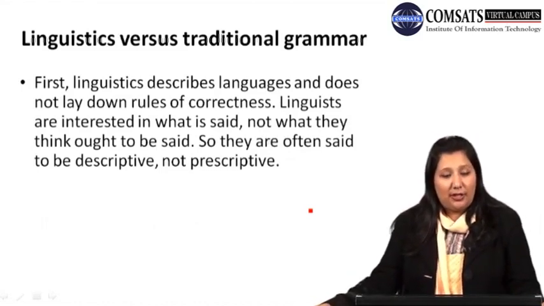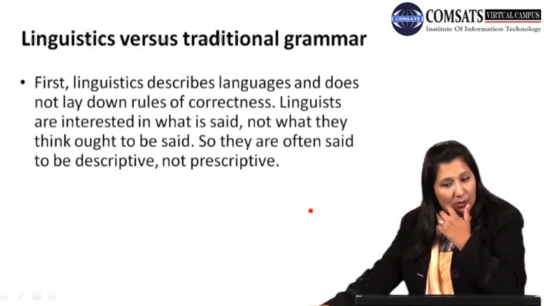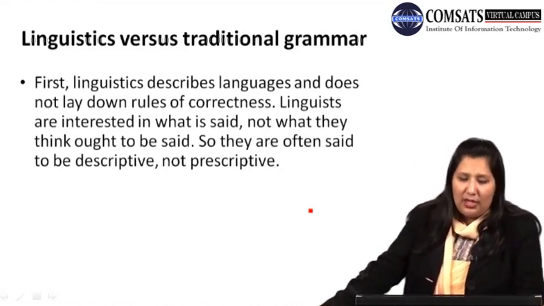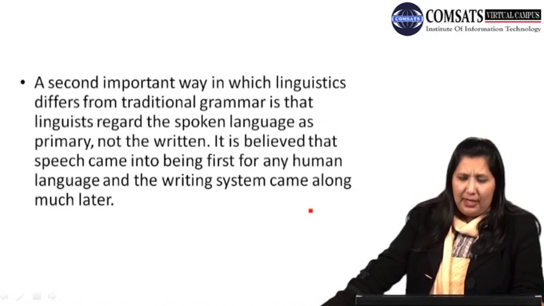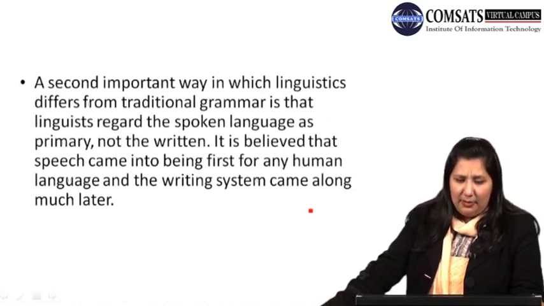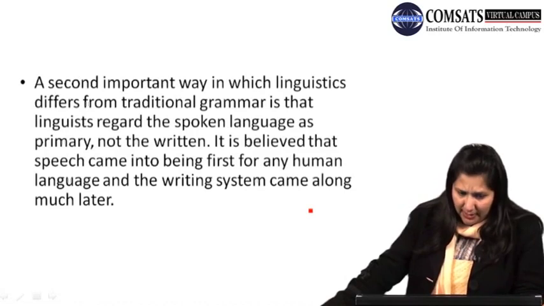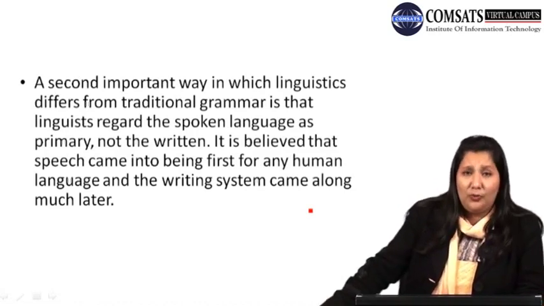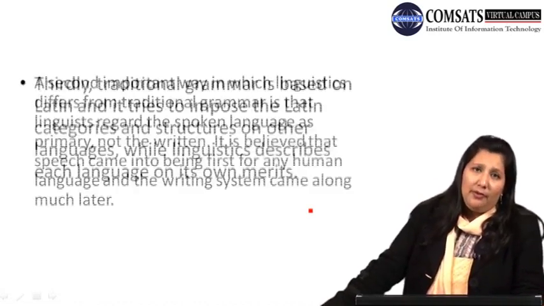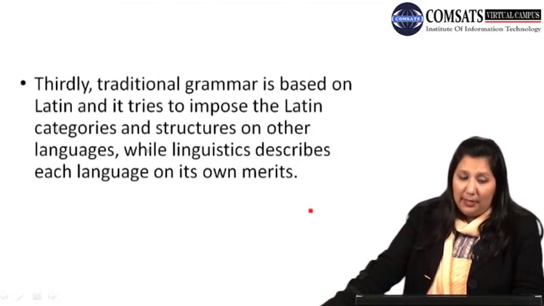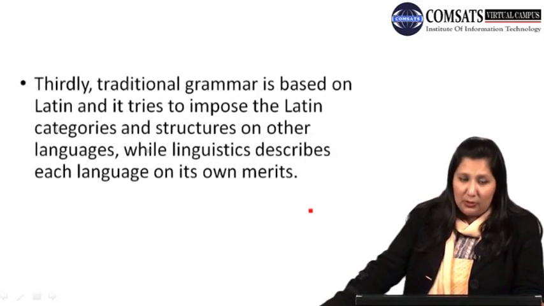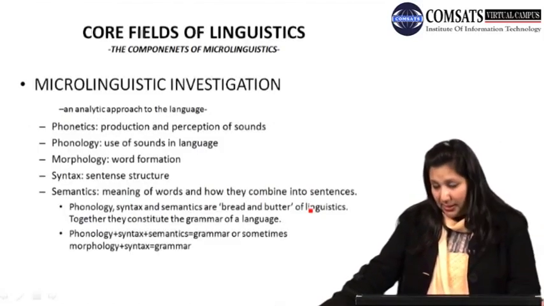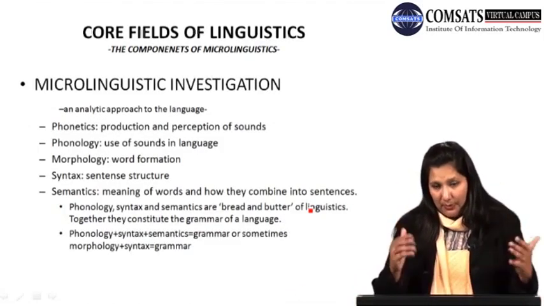Linguistics versus traditional grammar, a few more things. Linguistics describes rules and does not lay down rules of correctness. It is describing, not prescribing. In traditional grammar, spoken language was regarded as important, whereas written language was not. Thirdly, traditional grammar is based on the Latin framework, whereas modern linguistics is not based on that specific framework.